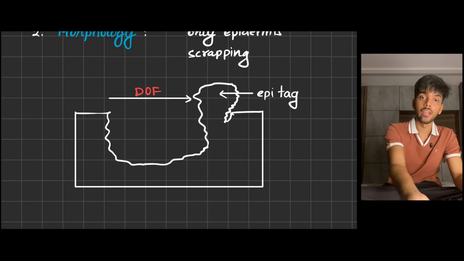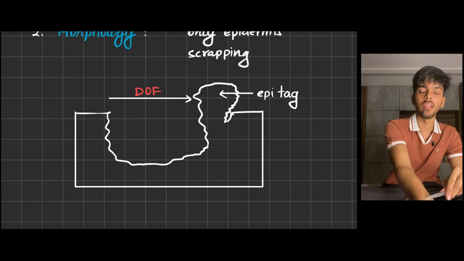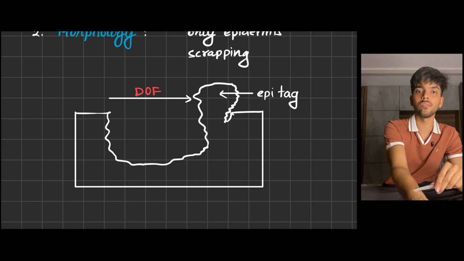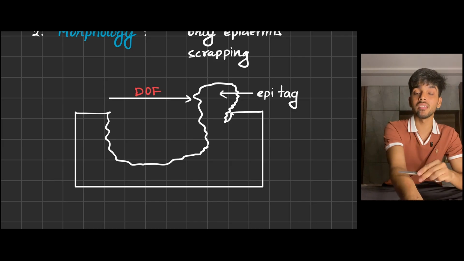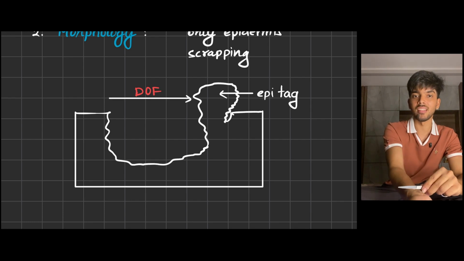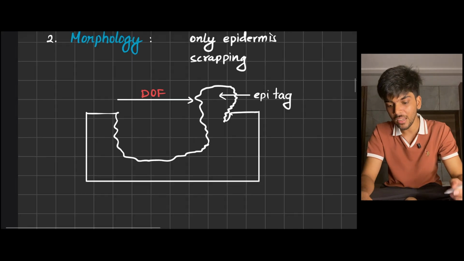Or let's say if the epithelial tag is here, and the rest of the abrasion is here, that means the scraping took place in this direction. That is the direction of force of injury. The direction of force was in this direction. Got it? Okay.